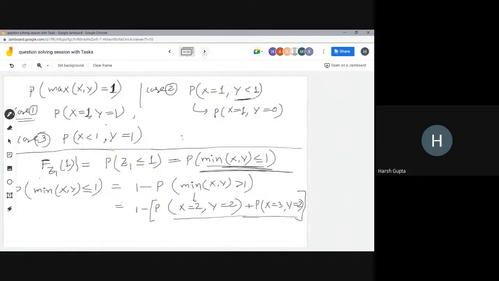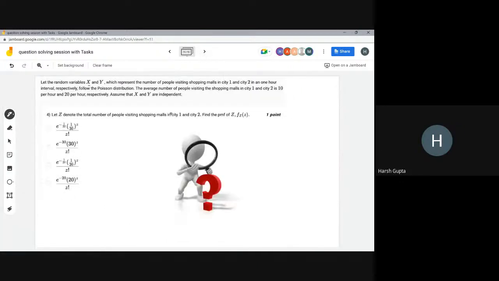Okay, so let's move to the next question. Let the random variables x and y represent Poisson random variables. So everyone is familiar with the Poisson random variable? So x is Poisson 10 and y is Poisson 20. This is saying that the average number of people visiting the shopping malls in city 1 and city 2, respectively. x and y are independent.